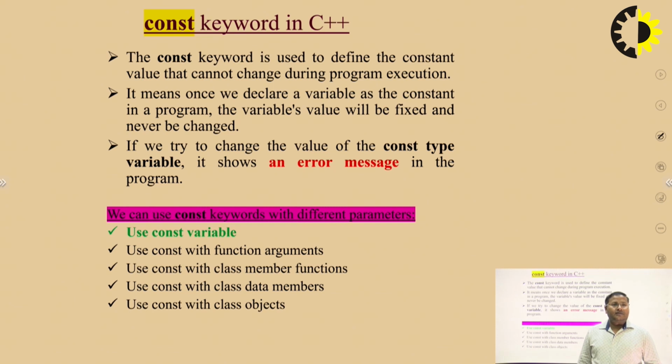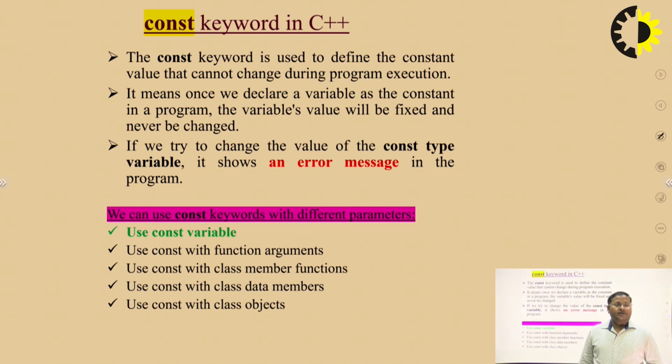The const keyword in C++. This is a very important keyword to understand type conversion and typecasting. The const keyword is used to define a constant value that cannot change during program execution. It means once we declare a variable as a constant in a program, the variable value will be fixed and will never be changed. If you try to change a const type variable, then it shows an error message during the compilation of the program.